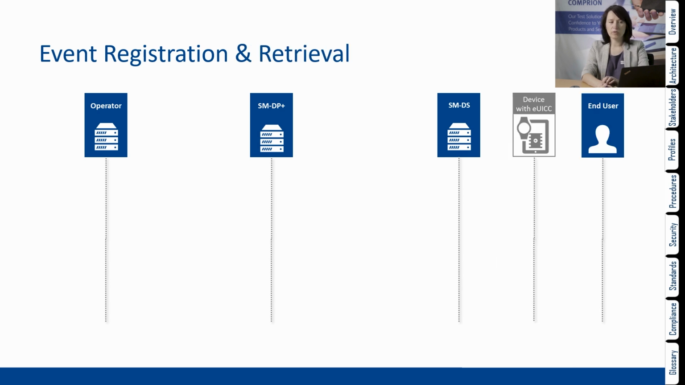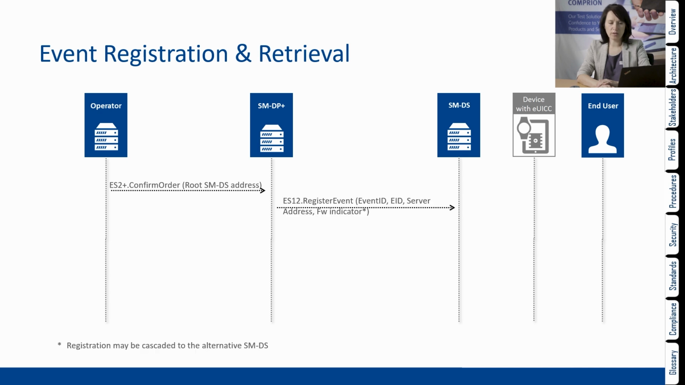So when we talk about the event registration retrieval part, let's take a deeper look. So how it goes, what's happening next. First of all, there's this confirm order with the root SM-DS address. Then on the ES12 interface, the interface between the SM-DP+ and the SM-DS, we have this register event command with the event ID, EID, server address, and an indicator if the alternative SM-DS has to be used.